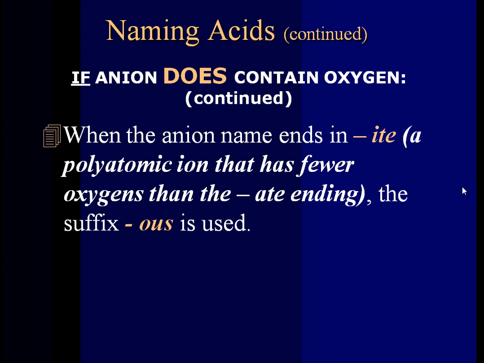Alright. When an anion or a polyatomic ends in ITE, then we're going to drop the ITE ending and add OUS. Now, when you have an ITE ending, that typically means that one or more oxygens have been removed from the polyatomic. So, for example, sulfate is SO4 with a -2. If I remove one oxygen, now I have sulfite.